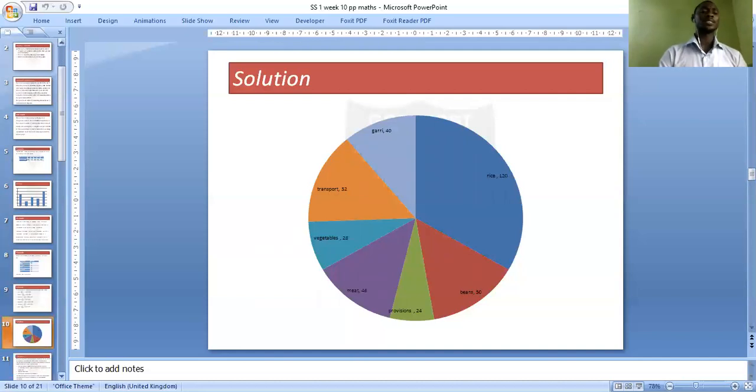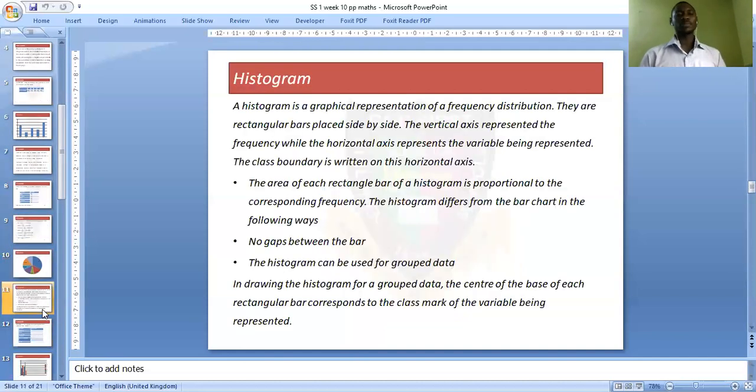So we look at the third thing, which is the histogram. The only difference between a histogram and a bar chart is that they are both represented in bars, but in a histogram there are no gaps between them. Also, histograms are used for grouped data.